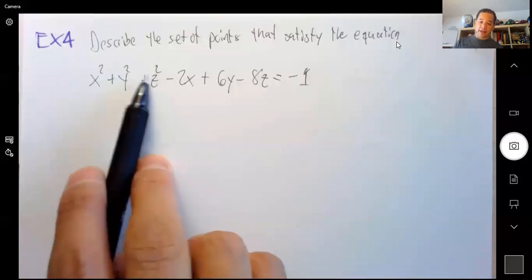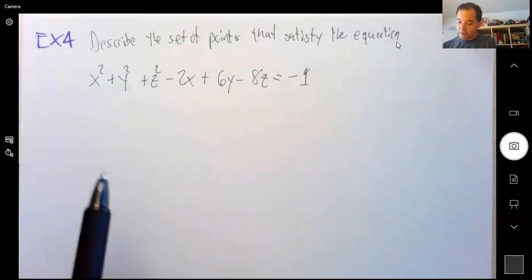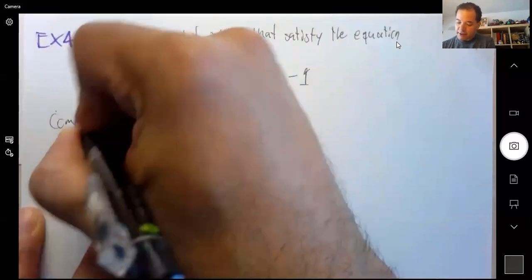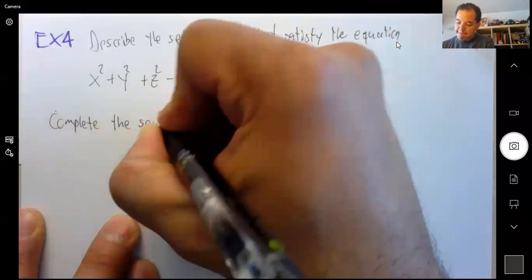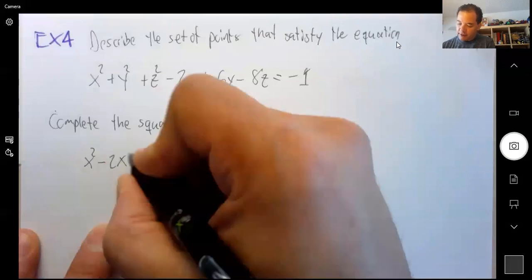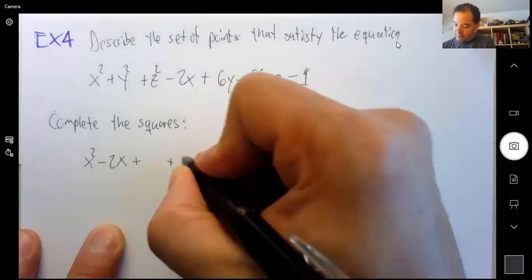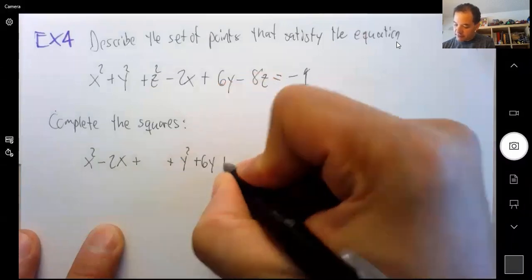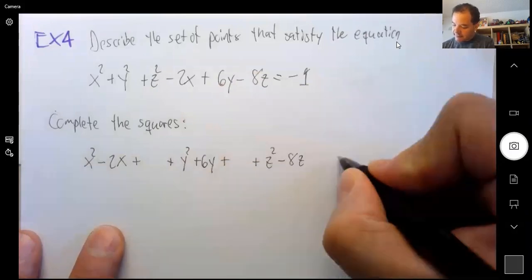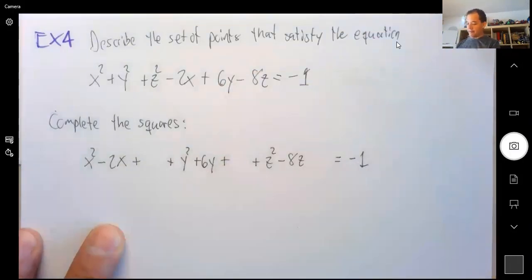Now, how can I tell what kind of sphere it is? What I need to do is complete the squares, right? So that's the work we need to do. So here's how we do it. x squared minus 2x, so the x's together, and then I'm going to add something here to complete the square. Then the y's are y squared plus 6y. And then I'm going to add something. And then the z's, this z squared minus 8z. And then I'm going to add something. And that's -1. And whatever I add here, I better add on the other side as well, right?